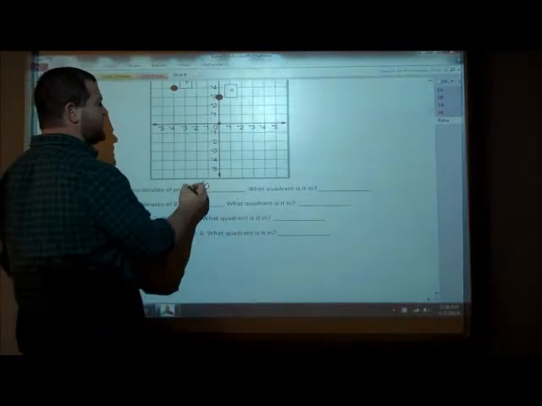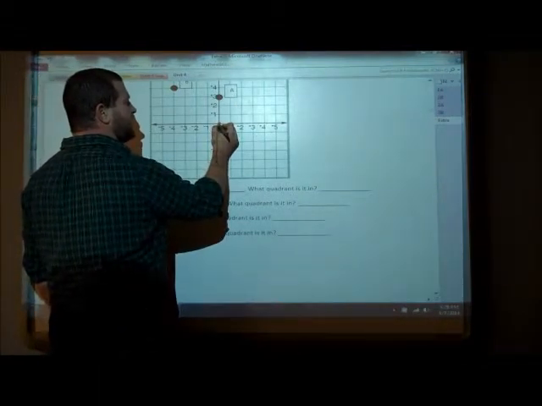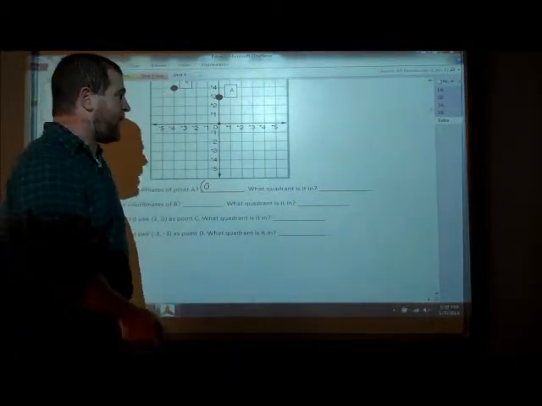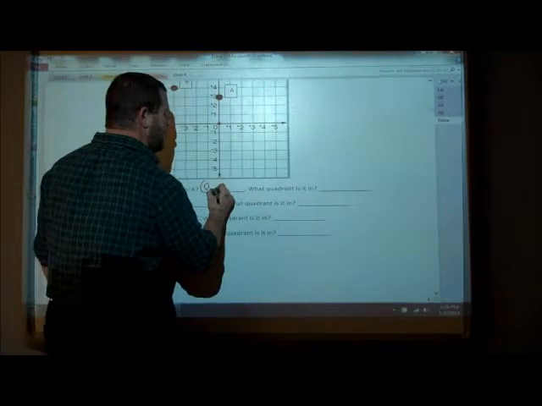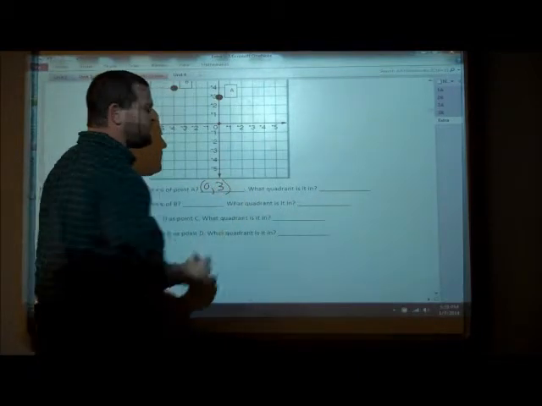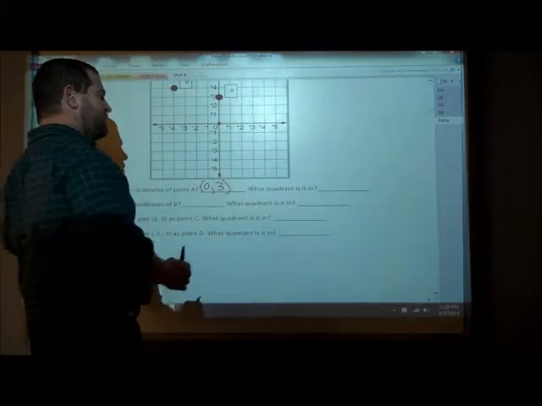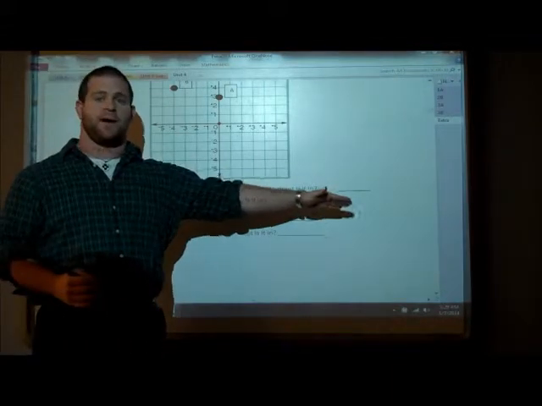The second question is, how far up or down do I have to go? Well, I have to go 3. How far, do I go up or do I go down? I go up, and so then I know that means I'm going to be traveling positive 3. If I move up, I'm going positive. If I move down, I'm going negative. If I move left, I'm going negative. If I move right, I'm going positive.